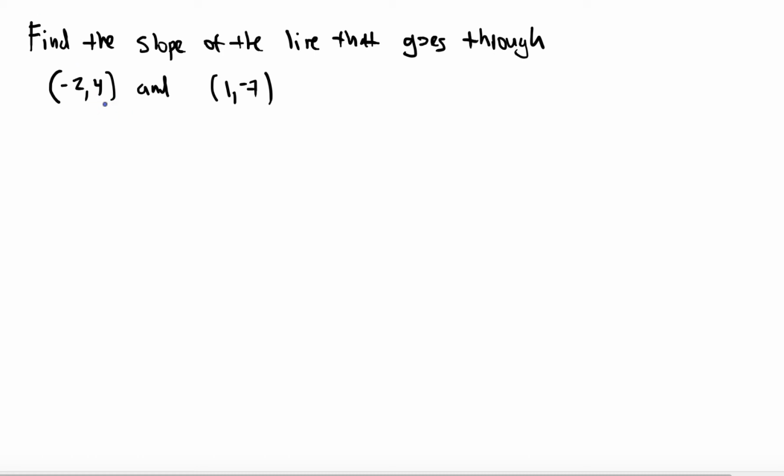All right, so here we want to find the slope of the line that goes through these 2 points. The first point is (-2, 4), and the second point is at (1, -7). Now there's a variety of ways to do this.